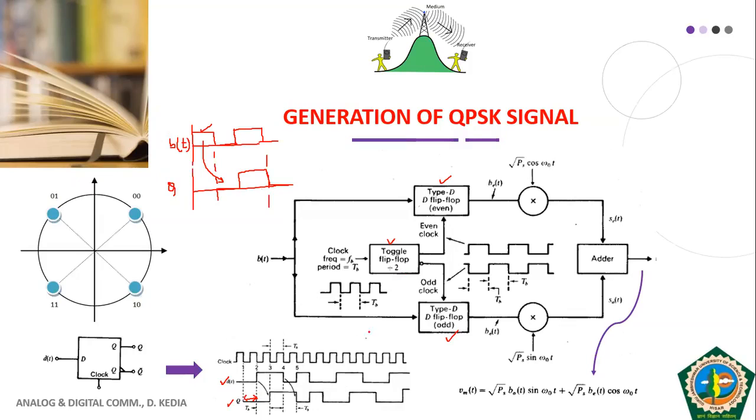As I told you, if you look at the clock frequency, your toggle flip-flop provides a clock frequency divided by 2, half the clock frequency. So if you provide a clock frequency FB, at the output of the toggle flip-flop my clock frequency will be FB by 2. That is quite understandable, as we have seen that the output bit stream also has a frequency which is double that of this clock frequency.